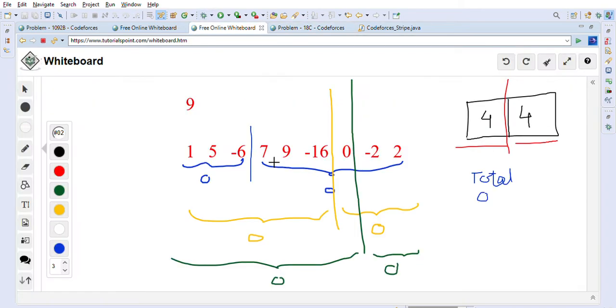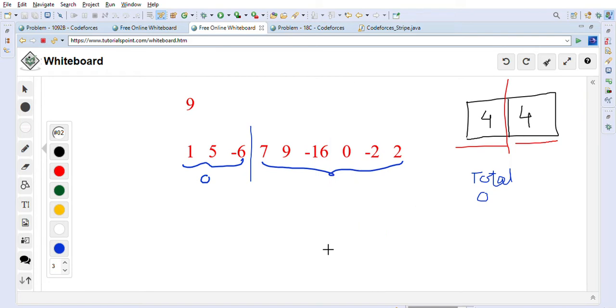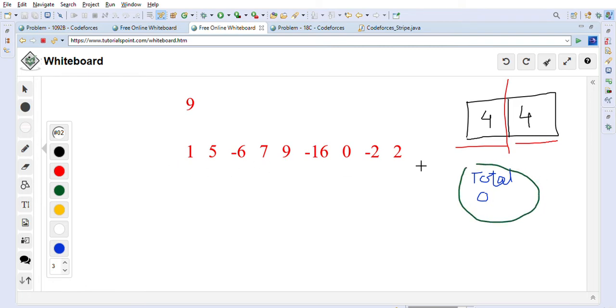So how are we going to solve this problem? Let me just revert this coloring so we can reuse this space. I already showed you how we can cut it into 3 different pieces. So first we will find out the total sum, right? The total sum of this whole array is 0.